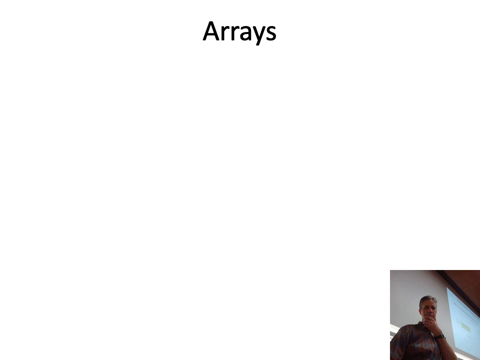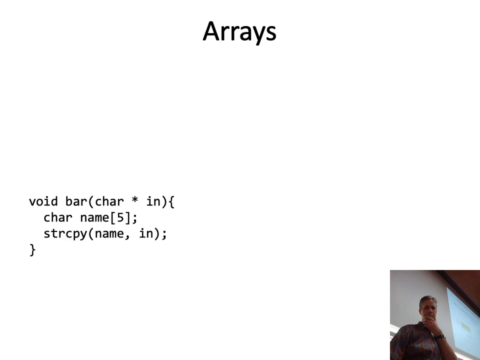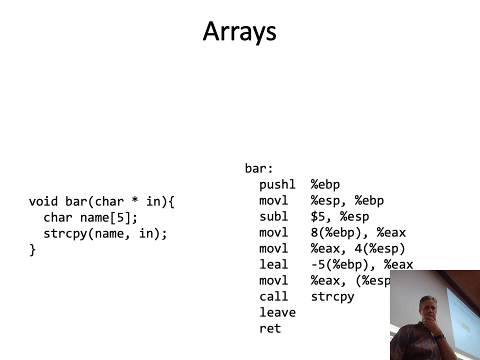Okay, so we talked about simple things. What about arrays? How are arrays stored? If you have a simple array, like a character array, an array of bytes, what we see in our assembly code looks similar. We've got our frame setup at the top: push EBP, move ESP to EBP, subl $5, ESP. Again, that subl says we want to reserve 5 bytes for a local variable.